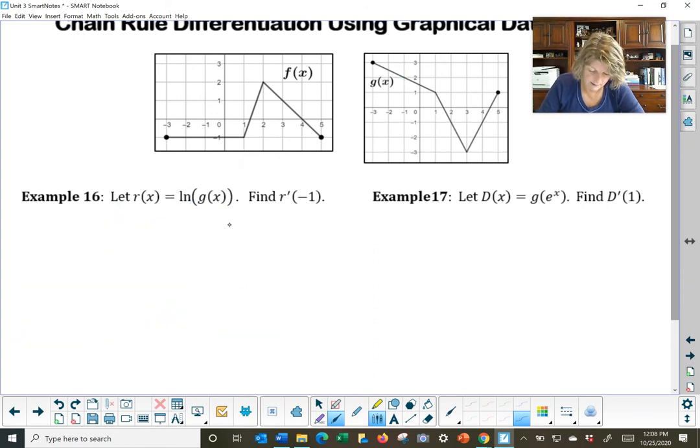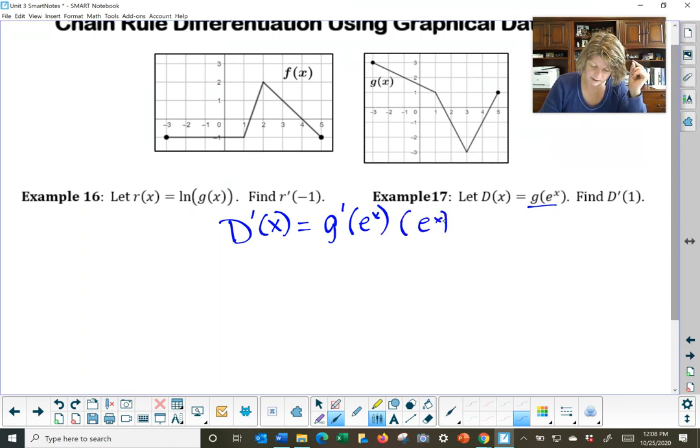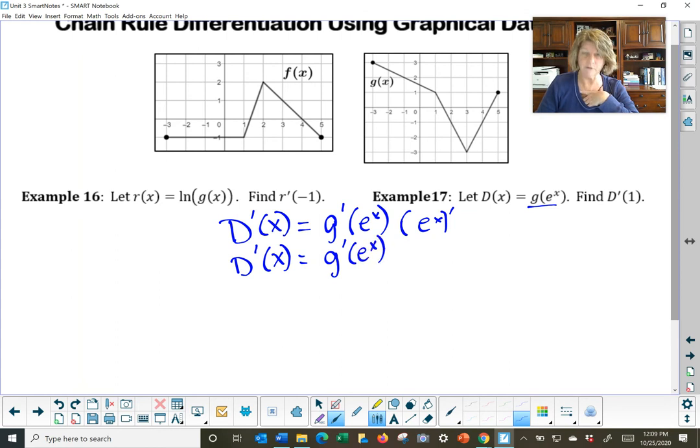D prime of x. What is the game plan in your head? Derivative of the outer times derivative of the inner. Derivative of the outer evaluated at the inside times derivative of the inside. I'm just going to indicate that like that. D prime of x. I cannot put 1 in yet because then I'd have e to the 1 and taking the derivative of that would just wipe it away because it would be the derivative of a constant. Instead, I need to think, what is the derivative of e to the x? It's e to the x. Now I'm ready to evaluate at 1.